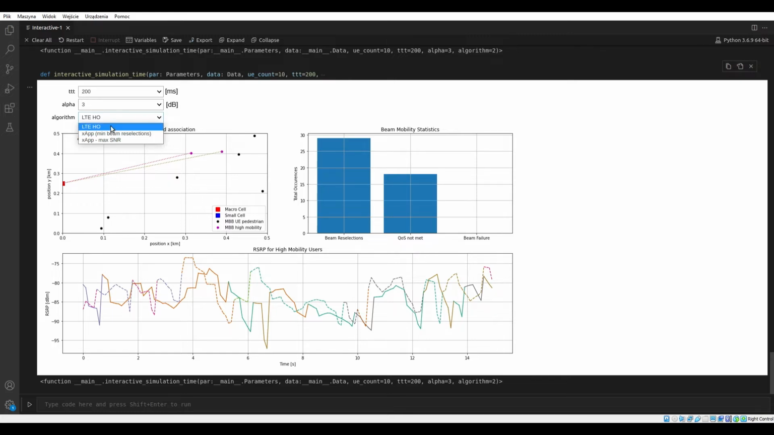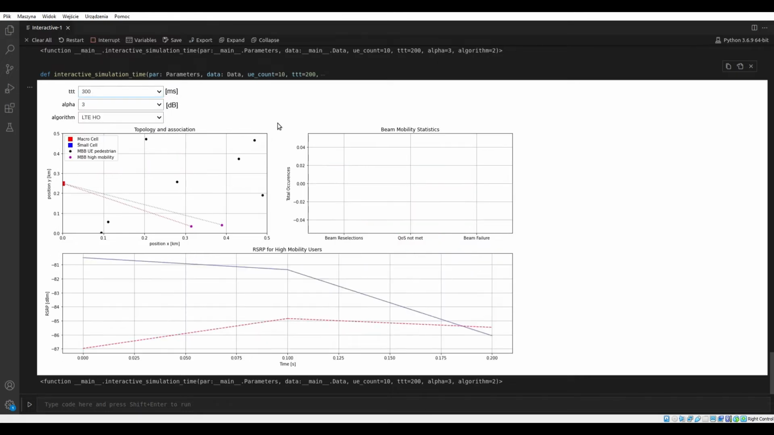Besides LTE handover, there are two algorithms from our beam mobility management XApp. First, aimed at minimization of beam reselections while maintaining quality of service requirements. Second, aimed at SNR maximization. Let's now take a look at their performance.